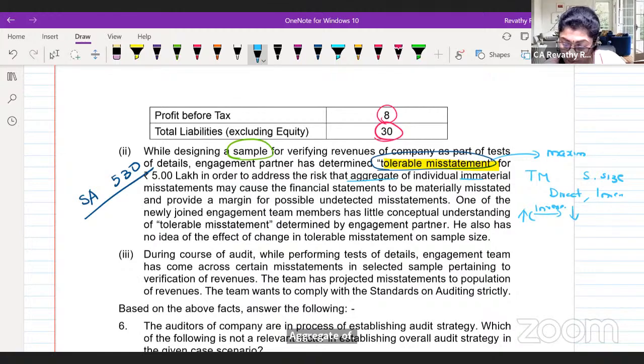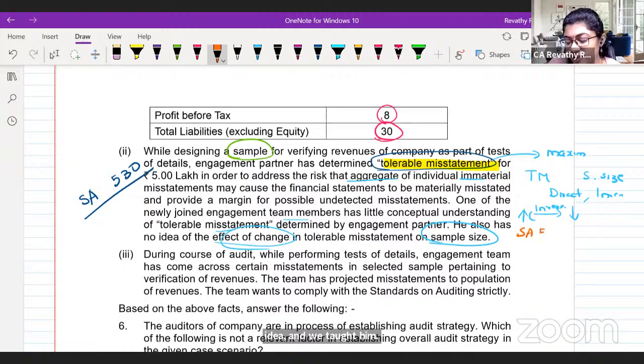Okay. One of the newly joined engagement team has little conceptual understanding about tolerable misstatement. He also has no idea of the effect of change on sample size. Now we got the idea and we taught him.